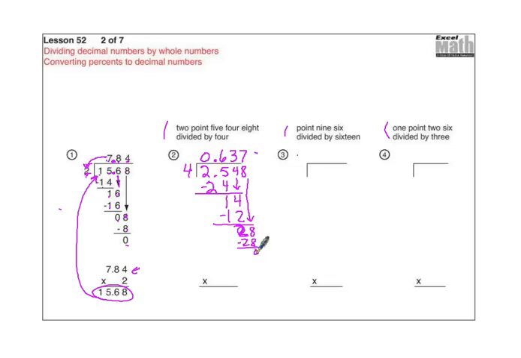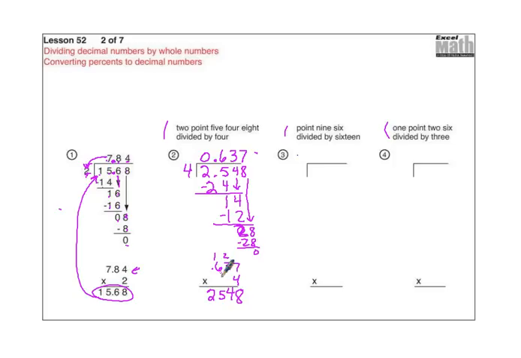Subtract and get 0. Check the answer by doing 0.637 times 4. 7 times 4 is 28. 3 times 4 is 12, plus 2 is 14. Carry the 1. 6 times 4 is 24, plus 1 is 25.